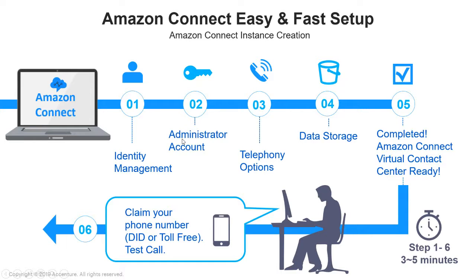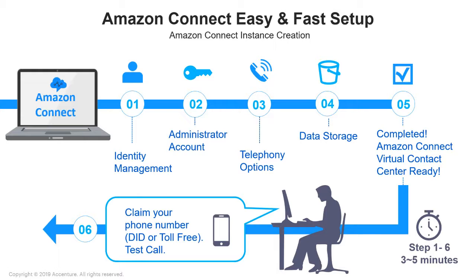For the third, this is for the telephony options. This is where you set up the configuration for your incoming calls and your outbound calls. And on the fourth, you are going to set up the data storage because, as mentioned earlier, Amazon Connect automatically records your metrics. So for us to properly track those metrics, you can store them here, as well as the call recordings. So this is where you set up the data storage. Once you have completed this, your Connect instance is now ready to use.